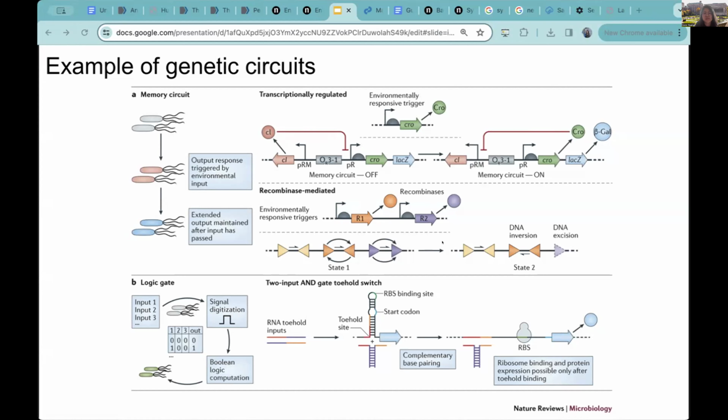And recombinase mediated is something similar, where when there's a trigger, you produce these recombinases that can do something to the DNA of the organism, for example, DNA inversion or DNA excision, etc. But yeah.